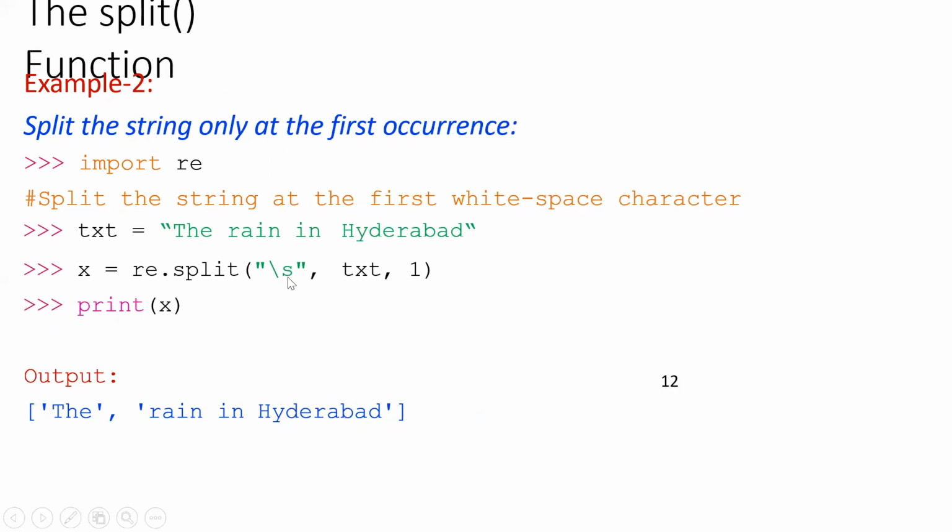And in the split function, even if you want to split the string only at the first white space character, you can mention that here. You don't want to split at every white space, only at the first space. If you give 1 here, it will split only at the first white space character. The other spaces, it won't split, it will give you the entire string.